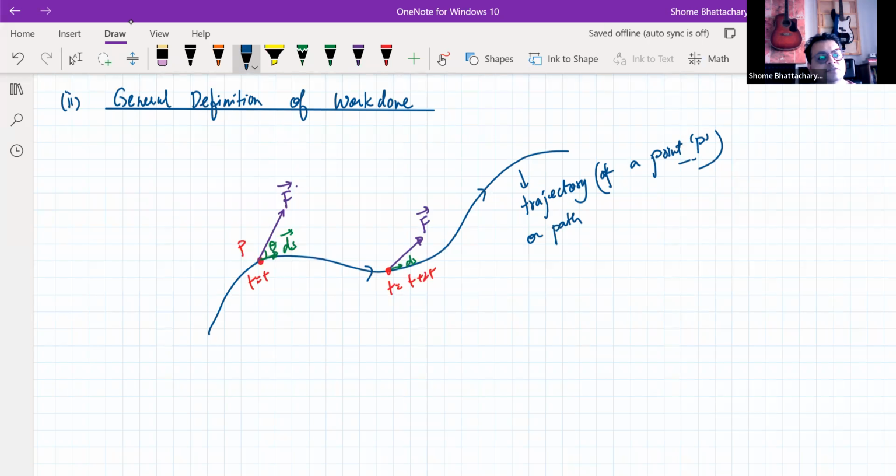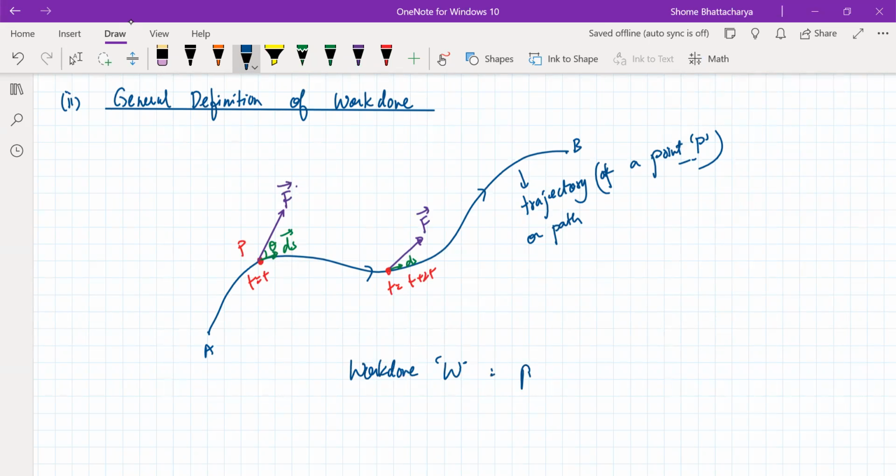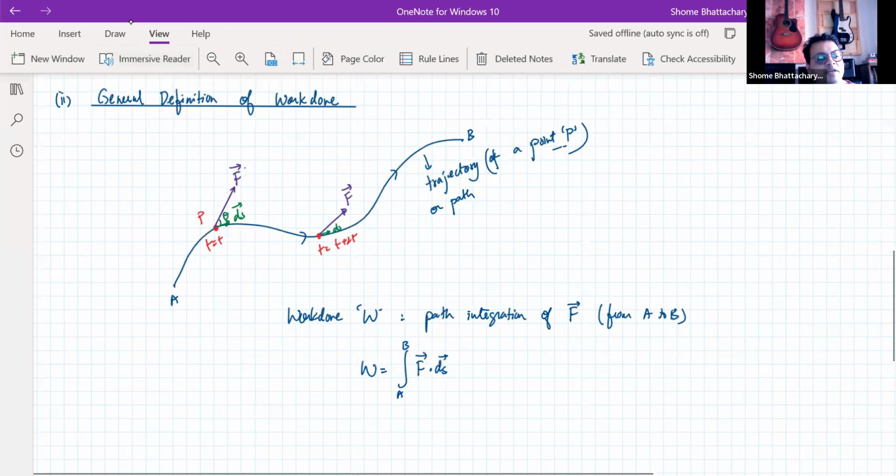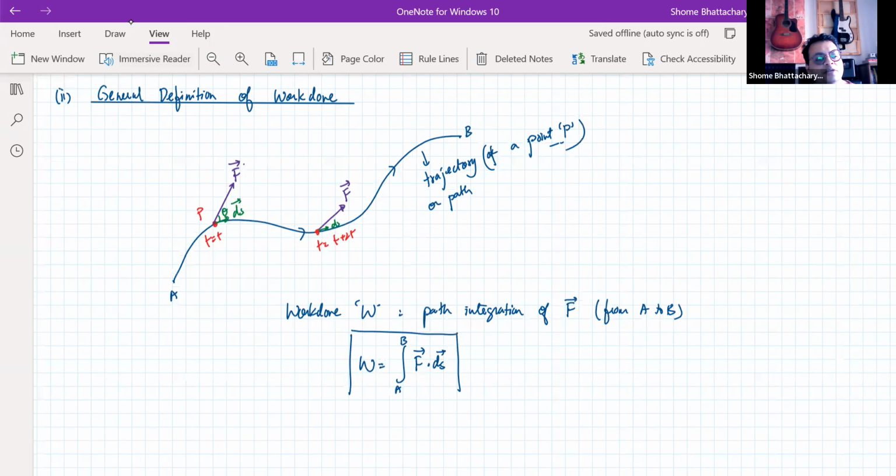So how do we define the work done in the entire path, let's say, starting from this end A to this point B? The work done is defined as the path integration of F from A to B. What we mean by path integration is that it is the integration of F dot ds from the initial point A to the final point. So this will be the work done by this force while the point at which the force is applied is displacing from the point A to B.